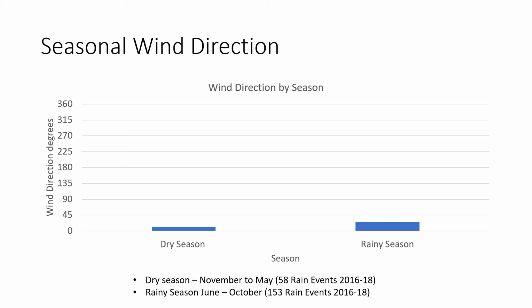I define the dry season as November to May, which is when 58 of the rain events used occurred, and I defined the rainy season as June to October, which is where a majority of the rain events occurred, 153 to be exact. You can see that during the rainy season, there's a slight preference to be a little more easterly. However, during both seasons, during rain events, the winds tend to be out of the northeast.